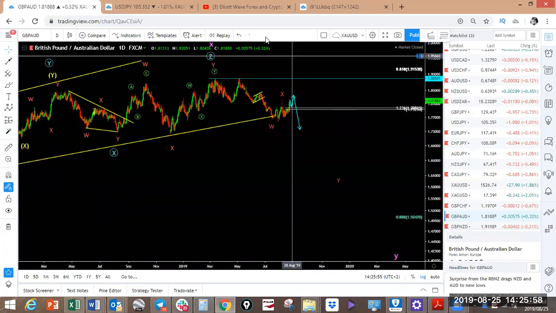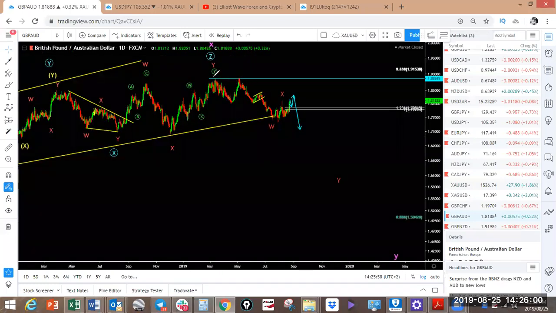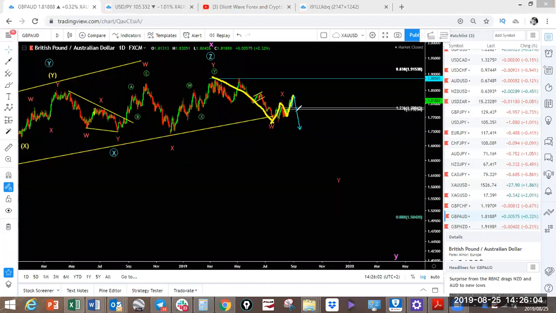So this push higher, regardless of how it's happening on pound Aussie, just looks like a corrective structure to me, and we are still going to go lower. Okay, so why are we going lower? Because we're starting this three-wave move down, three waves pull back, and then we'll be looking for this. Right, so that is pound Aussie.